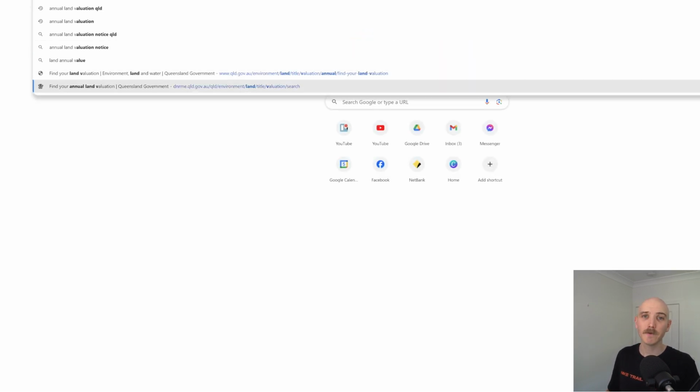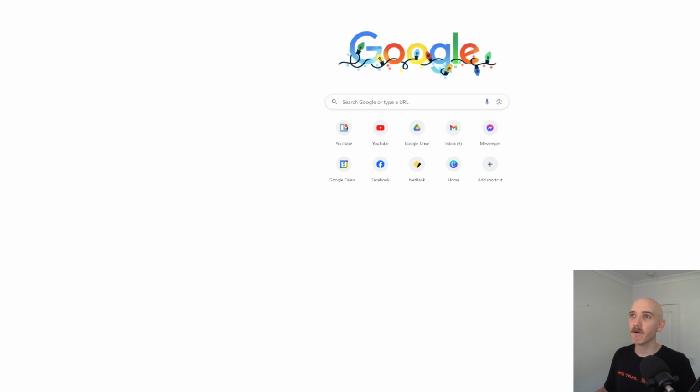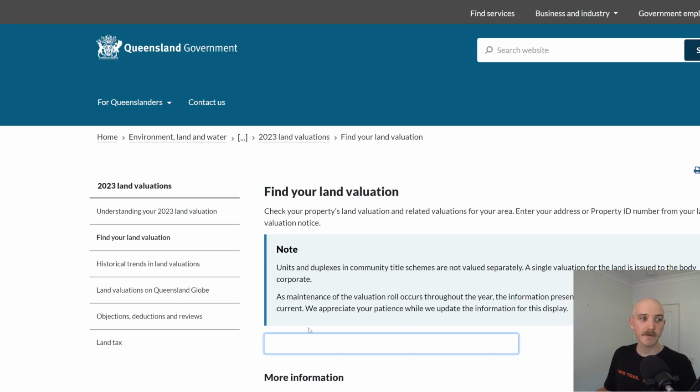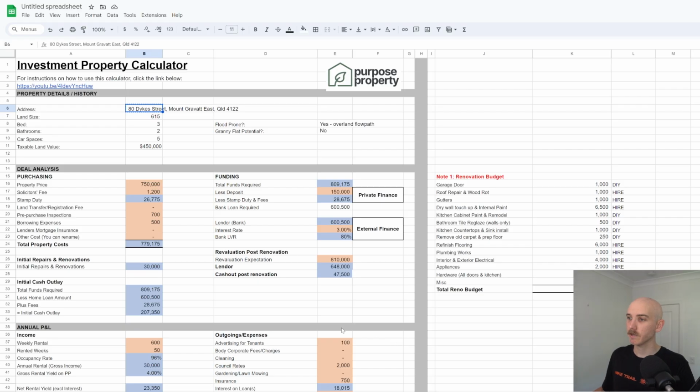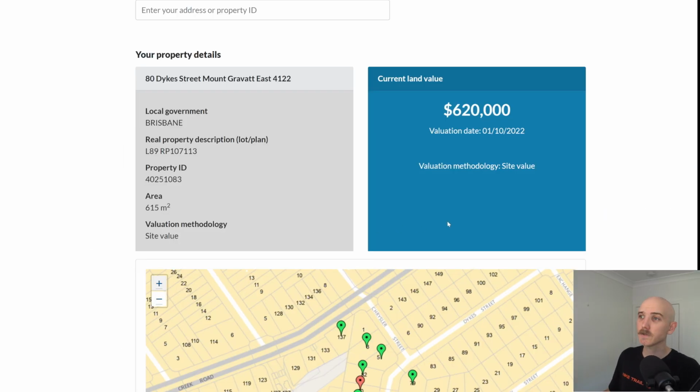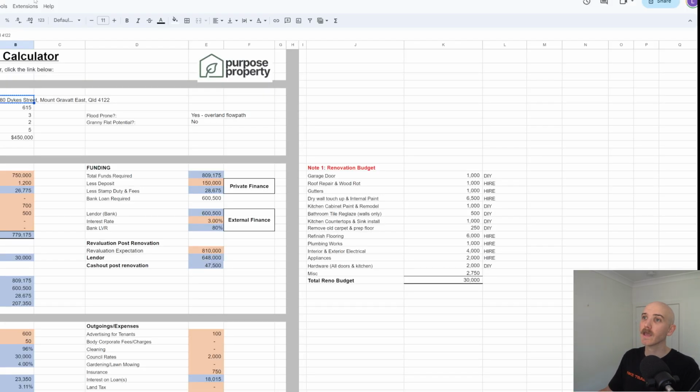Now, if you want to find the current land valuation, this is a bonus tip. You can type in annual land valuation on Google and find the annual land valuation for the property you're looking for. So by entering the details in this cell below, we'll take this property's address at 80 Dyke Street, put this in here, take out some details so it can actually find the property. And as you can see on screen, if you're able to type in the address for the property you're interested in, you can see the current land valuation as of the 1st of the 10th, 2022 is $620,000. So you can plug that into your calculator.